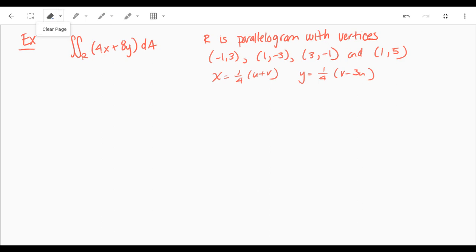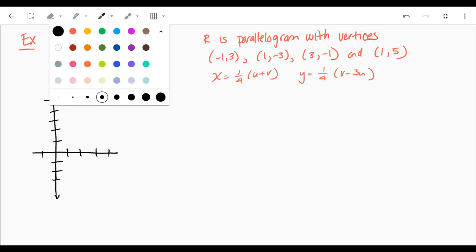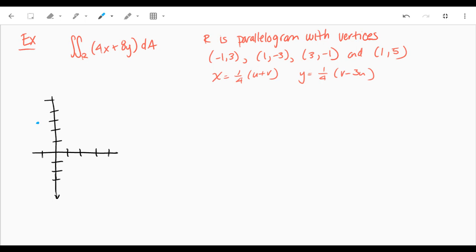Okay, so first of all, let's just see why we don't want to have to do that. If we graph this out, we would have negative 1, 3; 1, negative 3; 3, negative 1; and 1, 5. Not super to scale.